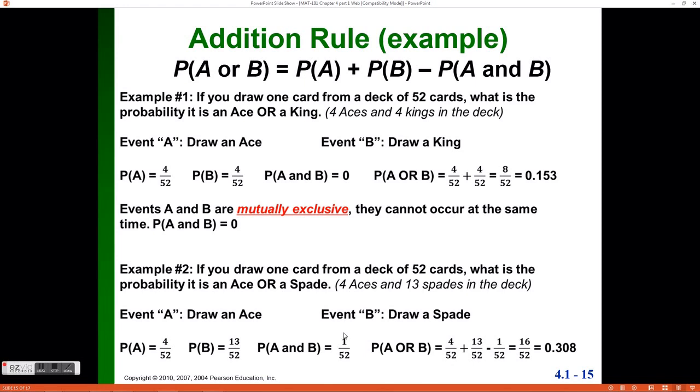So this overlapping probability has to be subtracted from my addition. So to do the formula, I would do the probability of A plus the probability of B, and then I would subtract the probability that they could occur together. And since there's one ace of spades, that probability would be 1 out of 52. That is how I end up with the result of 16 over 52 for this example.